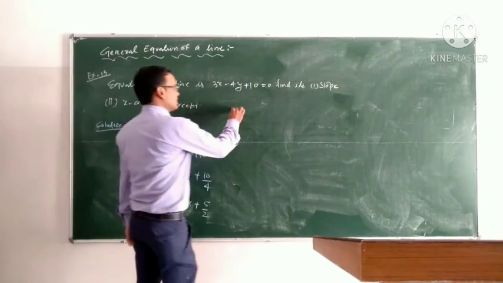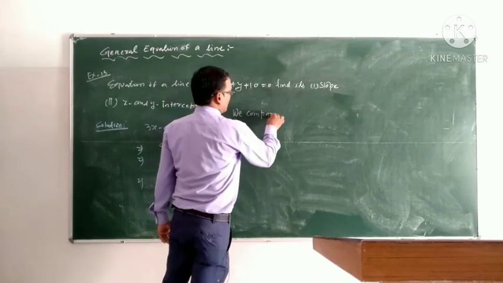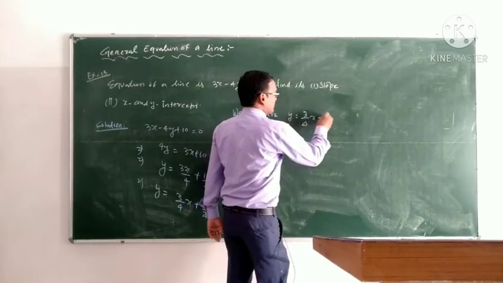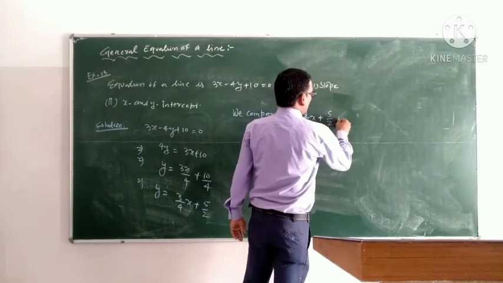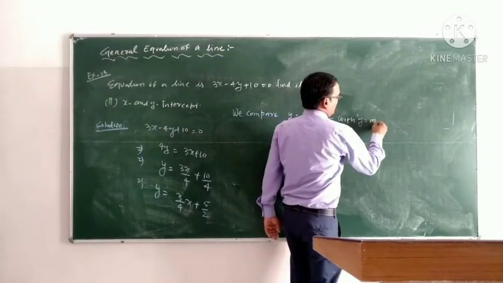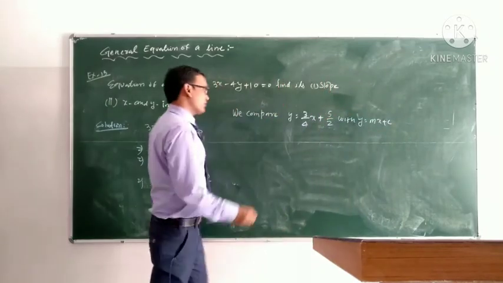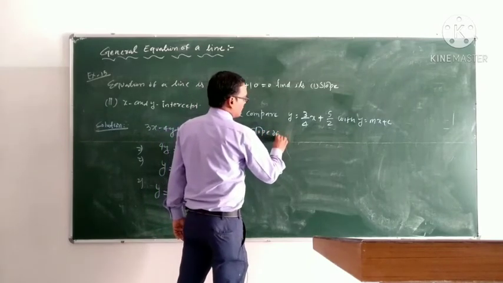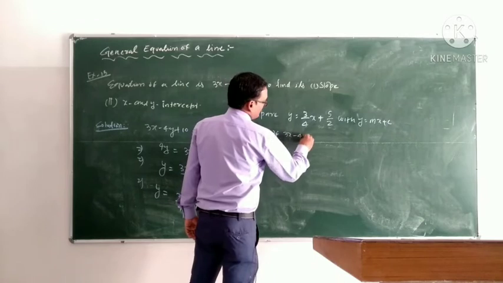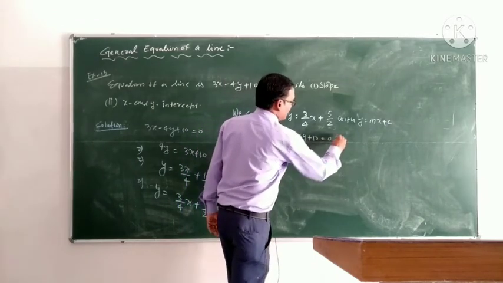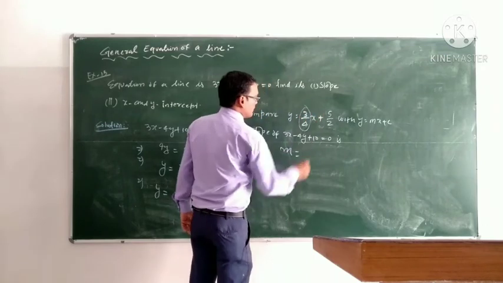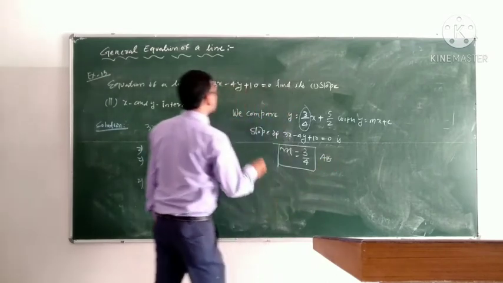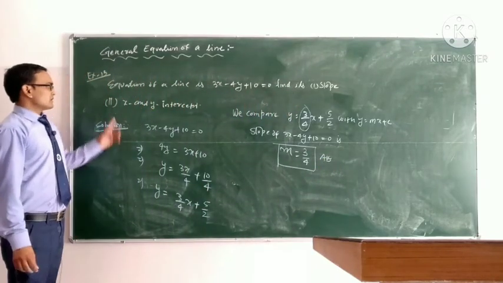Okay, we compare y equal to 3 upon 4 x plus 5 upon 2 with y equal to mx plus c. Then we find the slope of 3x minus 4y plus 10 equal to 0 is m equal to 3 by 4. Okay student, which is the answer. Now we solve the second part.